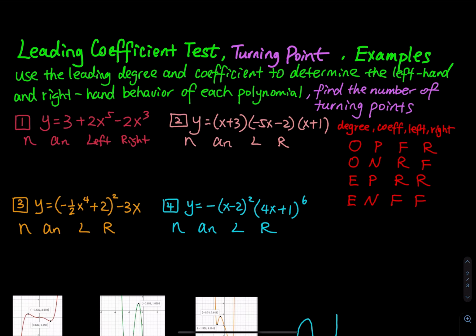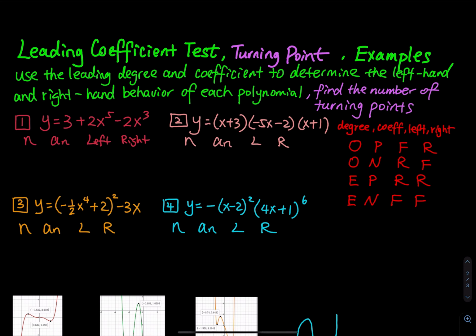This video is the continuation of the previous video. Now we know what the leading coefficient test is. I have four functions or equations. We are trying to use the leading coefficient test to determine the left hand and right hand behavior of each function. Now, in the previous video, I said instead of memorizing a long sentence, memorize these 16 letters. So let me show you what these 16 letters mean.